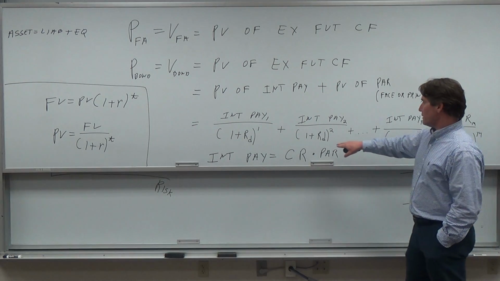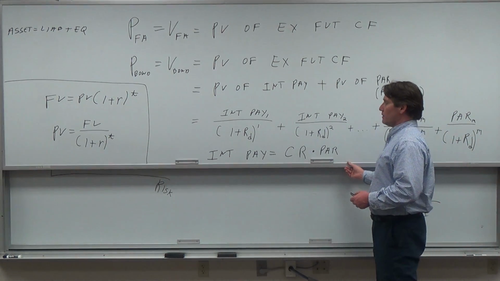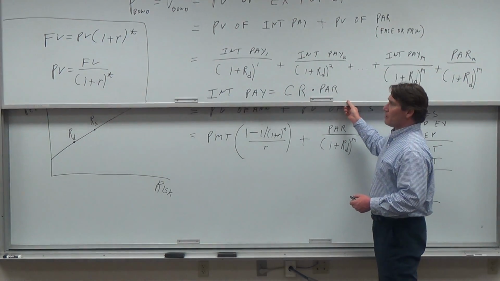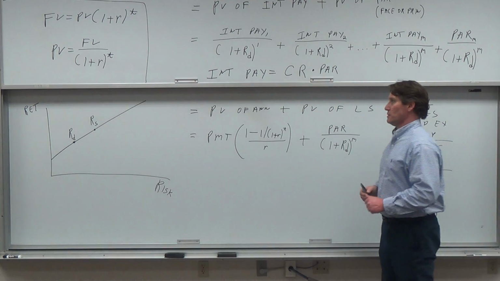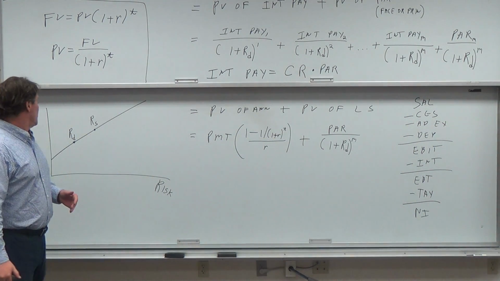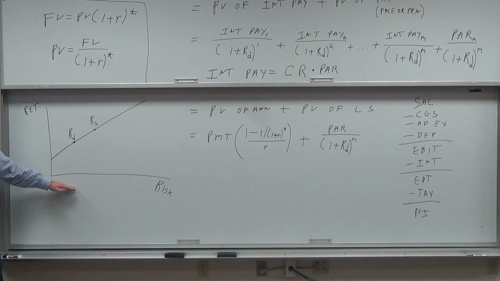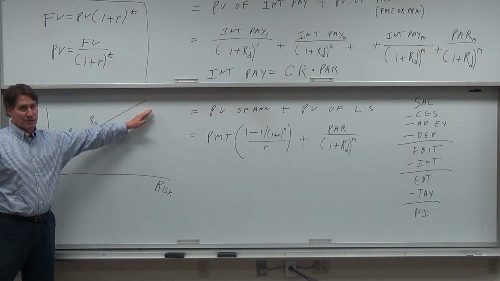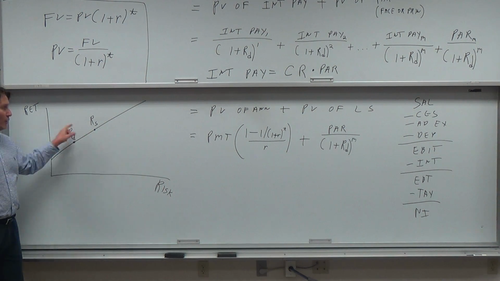Why do I call it rd? Why do we call it rd? Well, that's a return to creditors. Why do we distinguish between the return to shareholders and creditors? Well, let's go back to our risk-return relationship. Risk on a horizontal axis, return on a vertical axis is a positive relationship. We notice that rd has less risk and a lower expected return than rs.